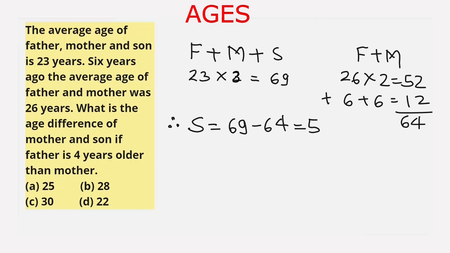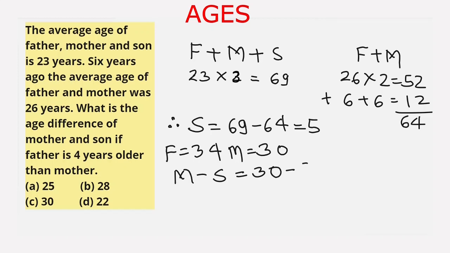And we add this 4 years to the age of father. So father is 34 and mother is 30. So the difference of age between mother and son is 30 minus 5. Age of mother is 30 and age of son is 5. This comes out to be 25. Thus the age difference between mother and son is 25 years.